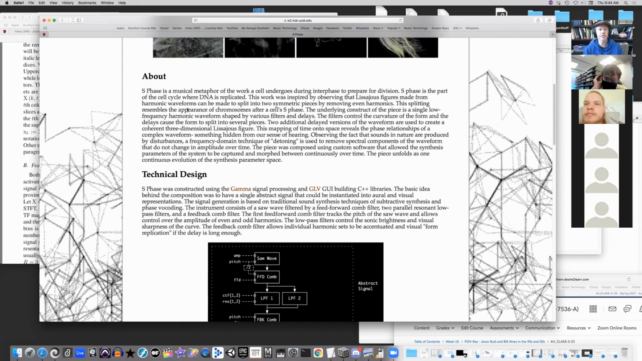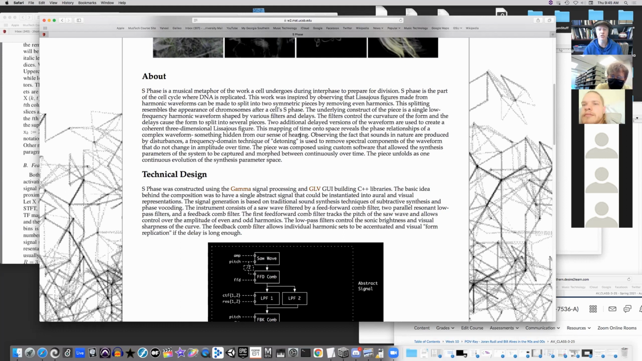S-phase is the part of the cell cycle where DNA is replicated. The work was inspired by observing that Lissajous figures made from harmonic waveforms can be made to split into two symmetric pieces by removing even harmonics. This splitting resembles the appearance of chromosomes after a cell's S phase, hence the title of this piece. The underlying construct of the piece is a single low-frequency harmonic waveform shaped by various filters and delays. So same idea as what we just talked about.